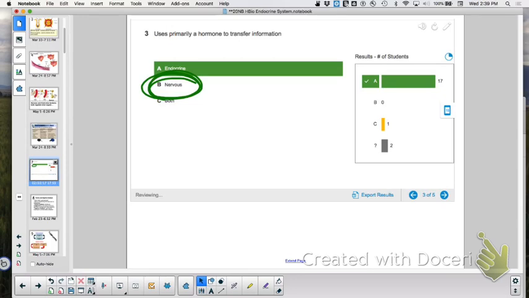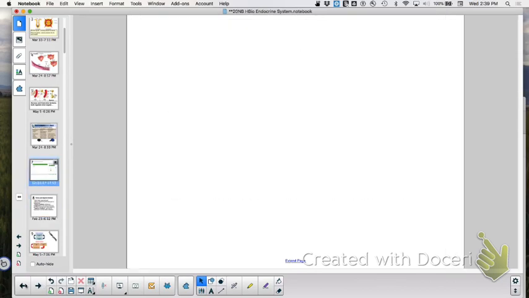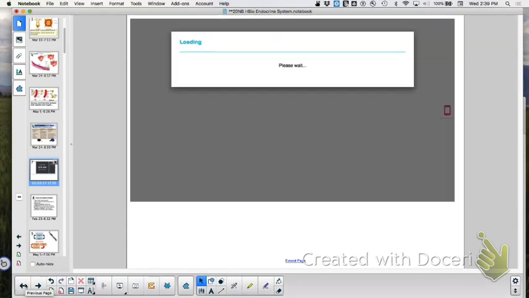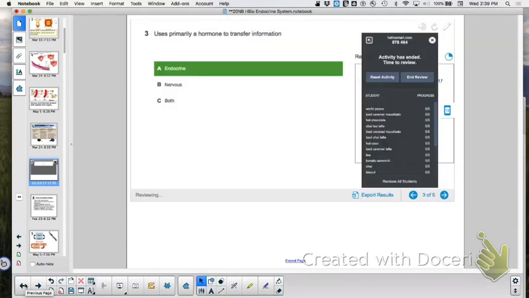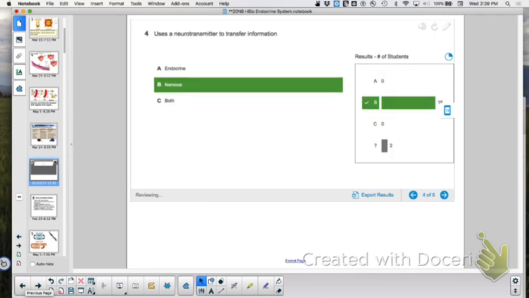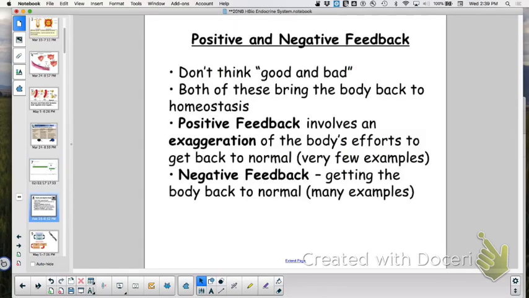Uses primarily a hormone to transfer information. Yes, the endocrine gland does that. Uses a neurotransmitter to transfer information is the nervous system. Good job. And number 5, used to maintain homeostasis, both the nervous and the endocrine system. Who's just faster at it? Nervous. Good job. Okay. Now we move on.